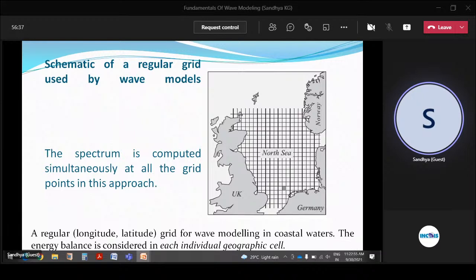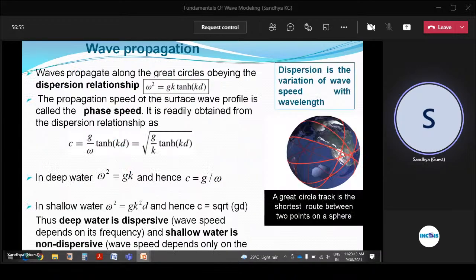And there is another kind of grid, which is an irregular grid. I'll show you towards the end of this presentation. In this kind of grid, the wave spectrum is calculated at all the grid points at the same time. It will be like a snapshot.